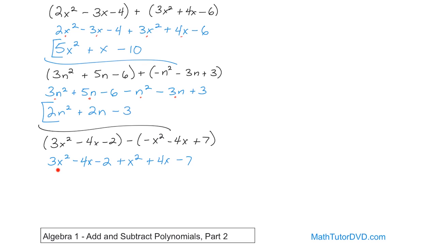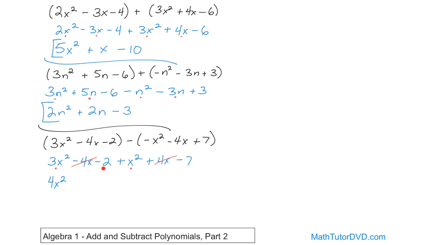So we have a 3x squared and a positive 1x squared. So 3 plus 1 is 4, so that's going to give you 4x squared. And we'll just put a dot to remind us that we've looked at those. And now we will look, we have negative 4 and positive 4. These are like terms because they involve x just by itself, x to the first power. So because they're negative 4 and positive 4, we can just strike through them. They're going to add to 0. They're not going to really contribute anything.